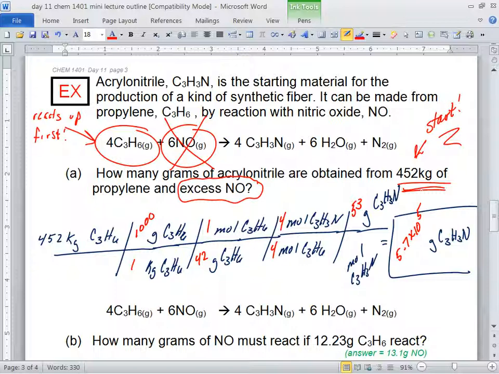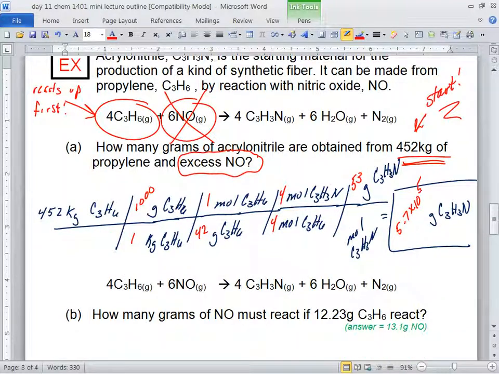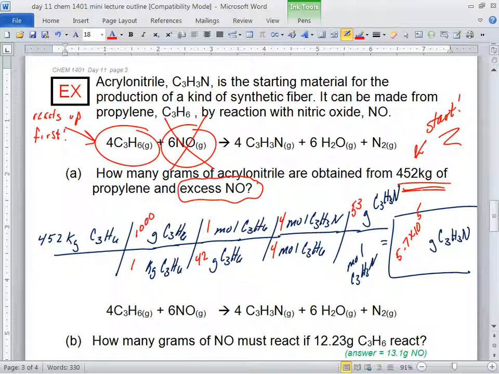For part B, the answer is 13.1. See if you can get 13.1 for part B. Make sure this makes sense. The more you practice in this room, the more comfortable you'll be with this stuff and the easier the homework will be. But now is the time to ask if you're not sure why you're doing something. Ask me or the person next to you.